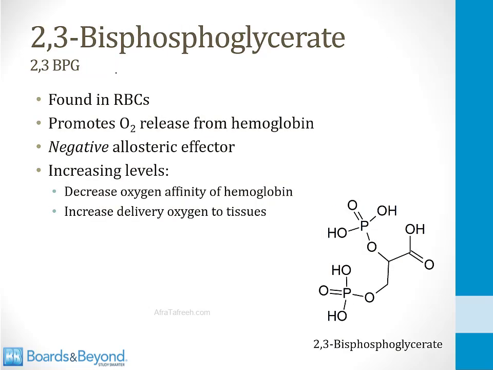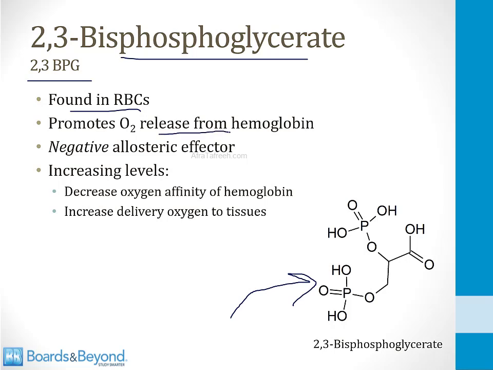Oxygen. Now let's talk about a very important molecule that is found inside of red cells that can affect oxygen uptake by hemoglobin. And that molecule is 2,3-bisphosphoglycerate, or 2,3-BPG. This is its structure shown on the screen here. And 2,3-BPG is always found in red cells at some level, and it promotes oxygen release from hemoglobin.